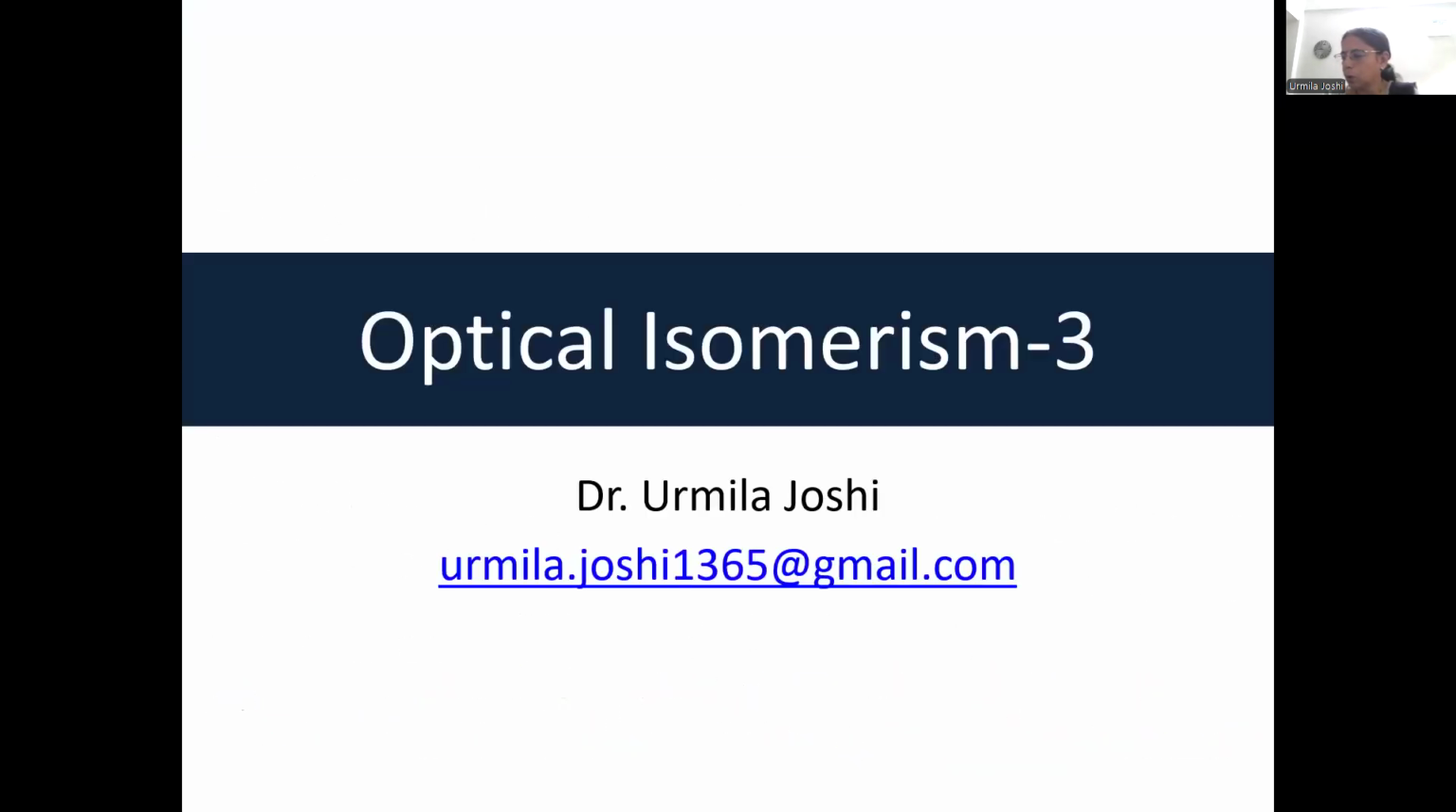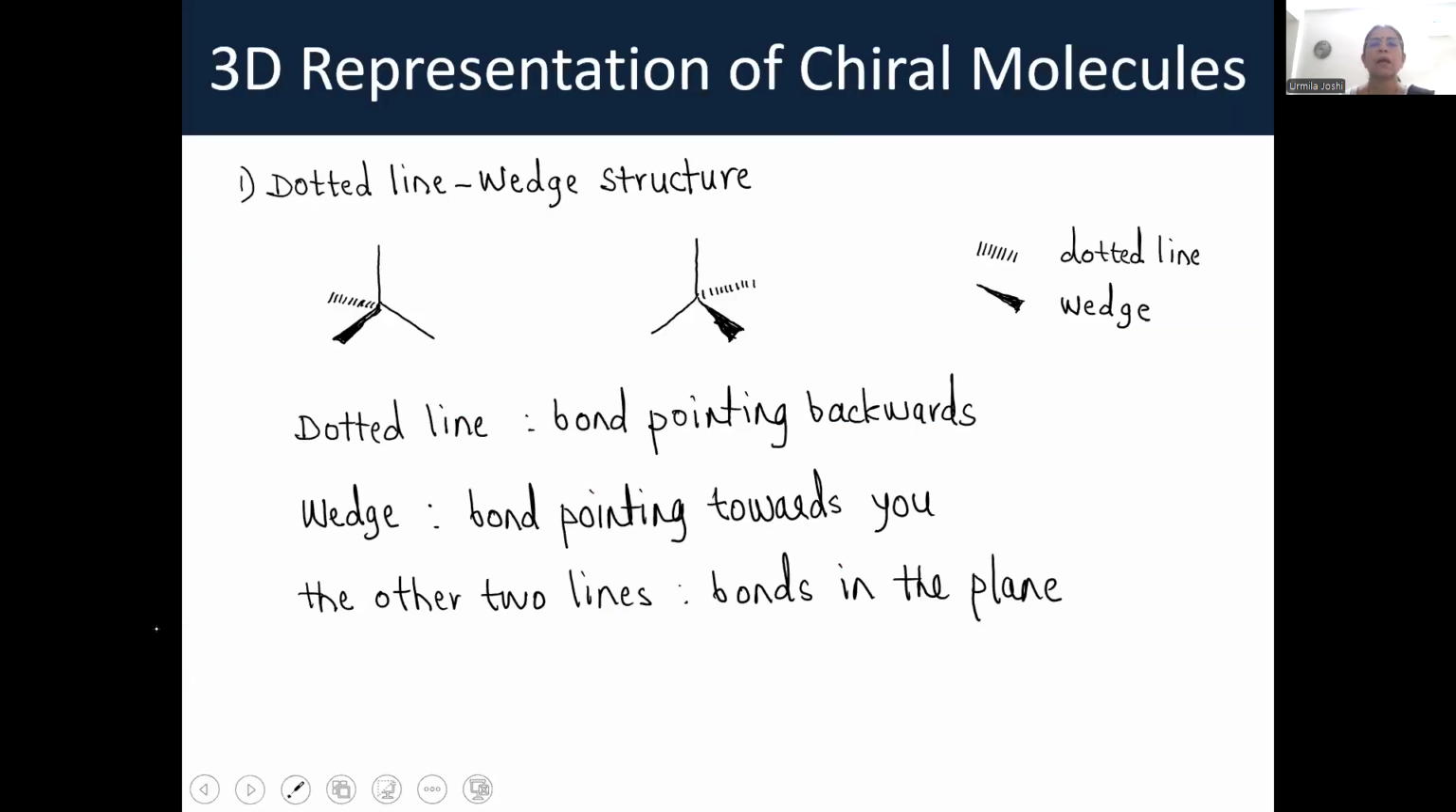Okay, so let us begin with optical isomerism. The third lecture, last lecture we saw the DL notation. Now let us begin with the RS nomenclature. Before we see that, we need to understand the 3D representation of the chiral molecules, because if they are represented in a 2D structure form, you will not be able to nomenclate them properly.